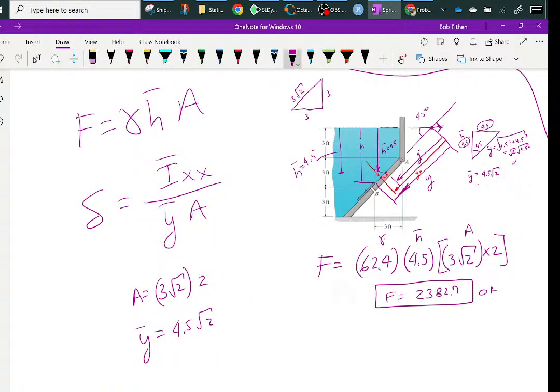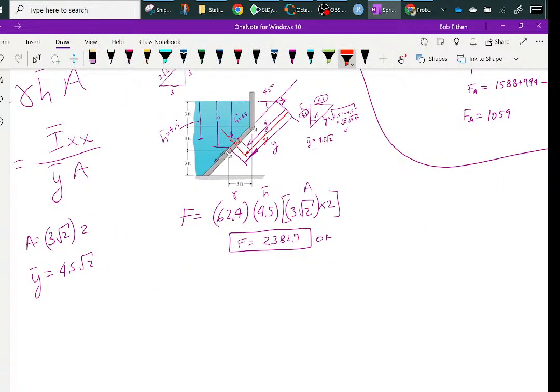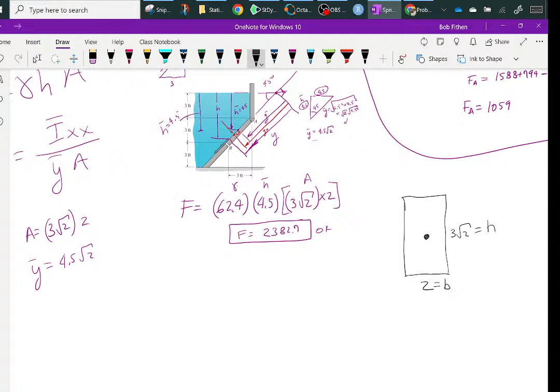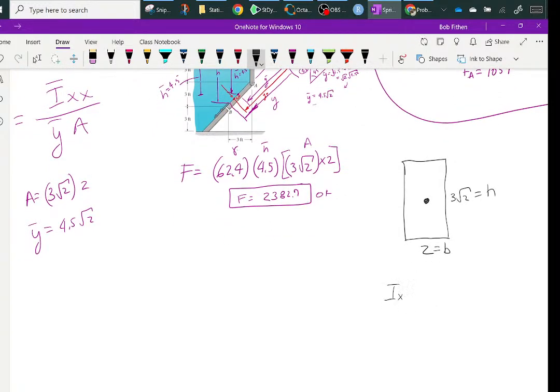How do you figure out that one? Well, what you do is you pretend you're a person laying here on the ground, and you're staring up at that gate, and what do you see? And it has to be in that particular form. So what you see is a gate that looks like this. It's 2 wide, and the gate itself is 3 times square root of 2 high. So I'm going to pick right there in the middle of it. I'm going to call that the base. I'm going to call that the height. And I want to find the I x bar bar.